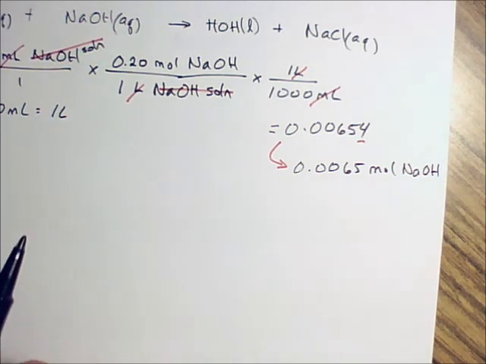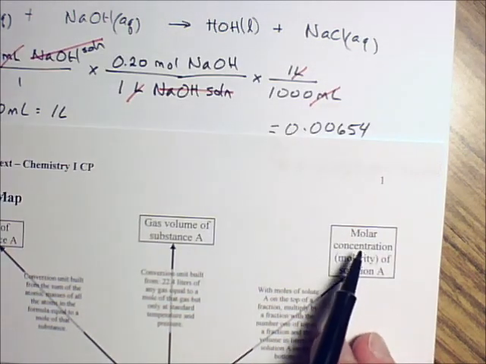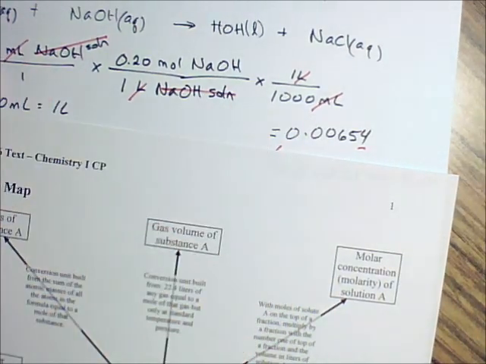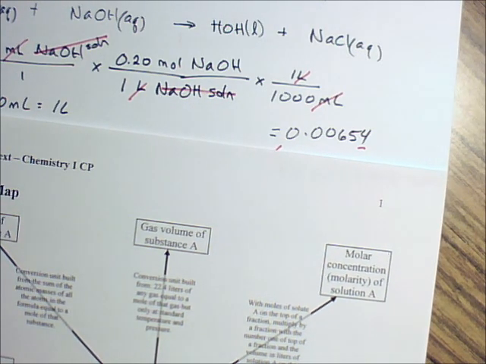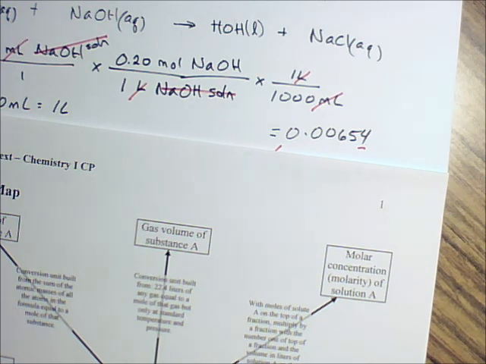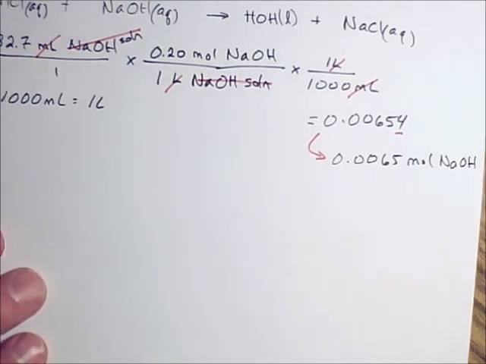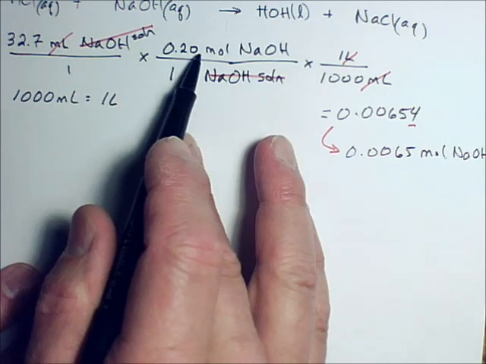Alright, let's look at that mole map. We started with volume in liters, I'm sorry, well, we converted to liters. Then we used the molar concentration to get to moles. And that's where we are right now. We started in volume and got to moles. Okay? Now we're ready to go from moles of one thing to moles of the other using the molar ratio. This times this divided by that.